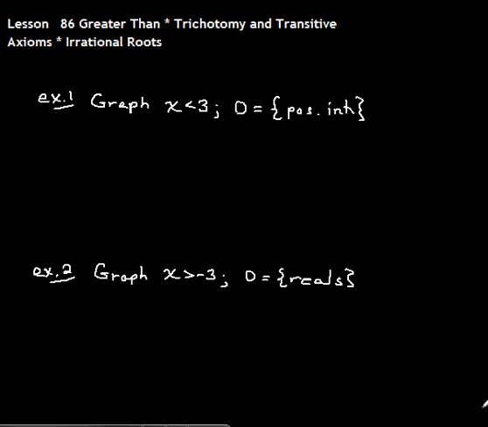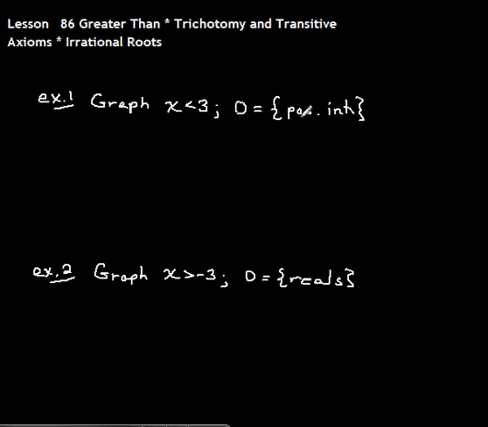Okay, lesson 86: greater than, trichotomy, and transitive axioms, which we're not actually going to do, and irrational roots. Now this is straight from your Algebra 1 book, so I don't think you're going to have any trouble with it unless you forget. But we are to graph x is less than 3.